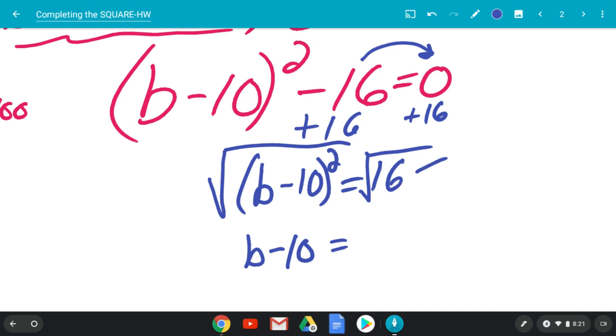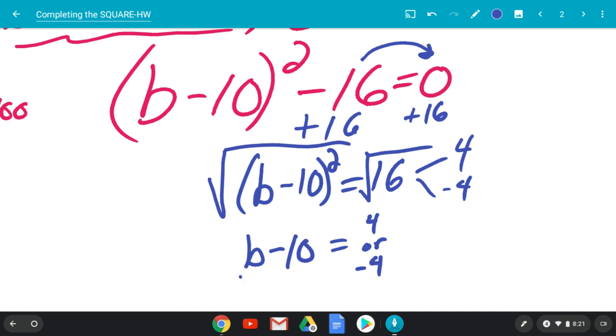what number times itself gets me 16? 4. But also negative 4. What's negative 4 times negative 4? Not a negative 16. It's a positive 16. So there are two solutions to this. Does that make sense? So instead of writing it like this, I just have been writing it plus or minus 4. And I know that messes with some people. So let me leave it like this here. 4 or negative 4. Are you with me?